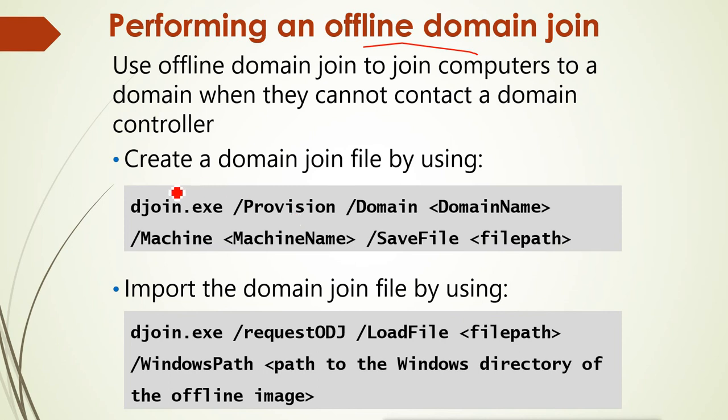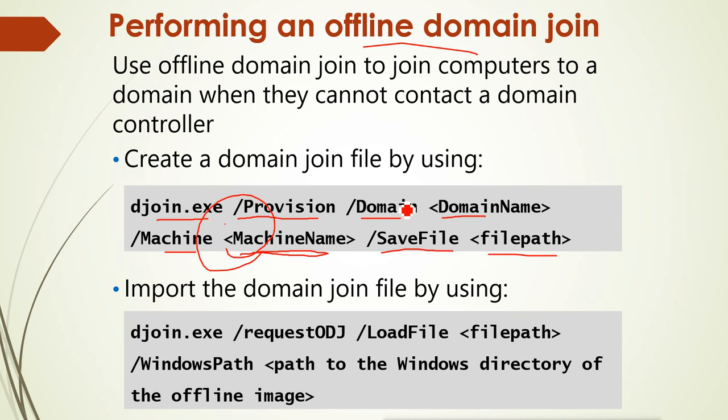For doing this offline domain join, we first have to create the file with the domain information. We use a machine which is already a member of the domain. We go to that machine and create the file with the command djoin /provision, which is for the domain join provisioning, then /domain, where we mention the domain name, then /machine, where we mention the new machine name, the machine which we want to join to the domain, then /savefile, where we mention the file path where we want to save the file.